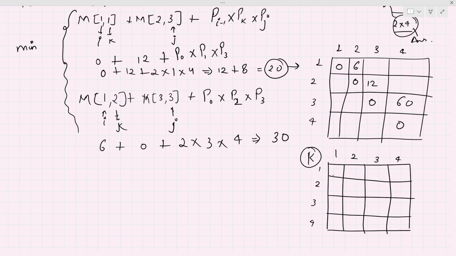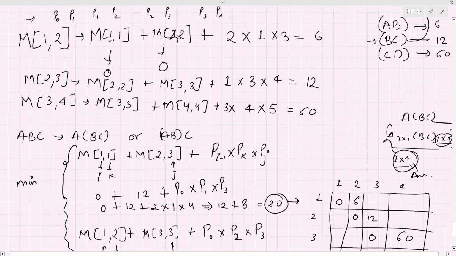Now diagonal is 0, so no need to write anything. Wherever the value is present, you have to put something here. What is that something? Something is the value of k. What's the value of k in the starting matrix? The second number is the value of k. So I fill 1 comma 2, we find the value of 1 comma 2.